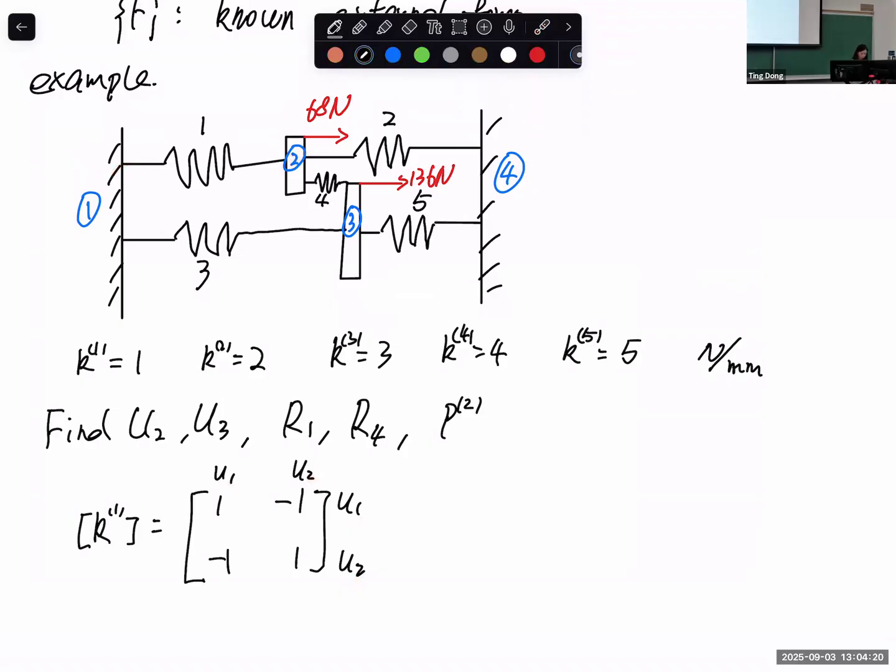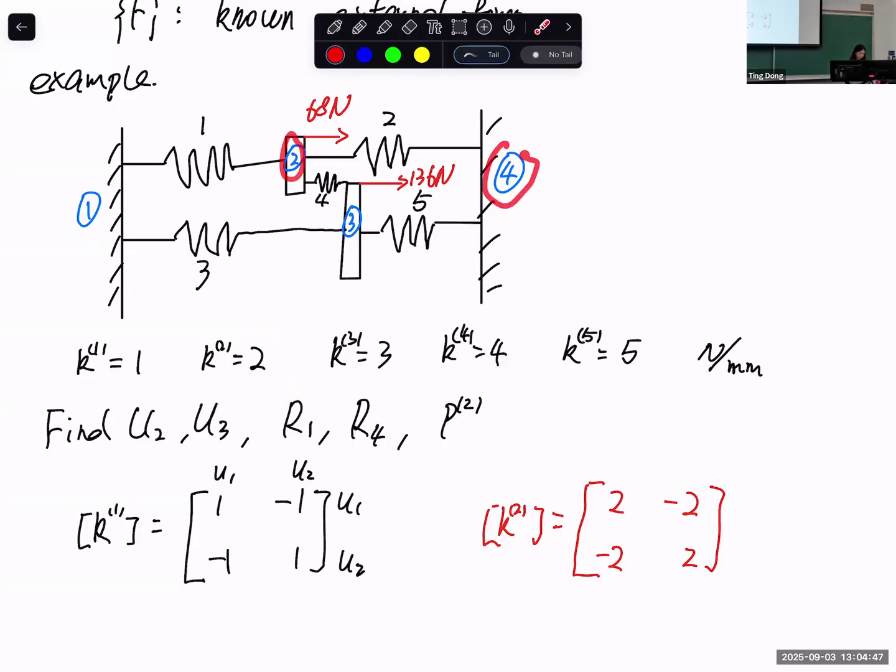Similarly, for element 2, since K for element 2 is equal to 2 Newton per millimeter, let's write this one as 2, negative 2, negative 2, 2. And for the row and column index, I just write, as element 2 is connected to node 2 and node 4, U2, U4, U2, U4.